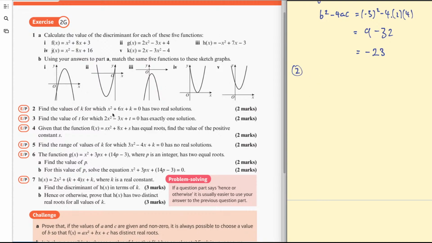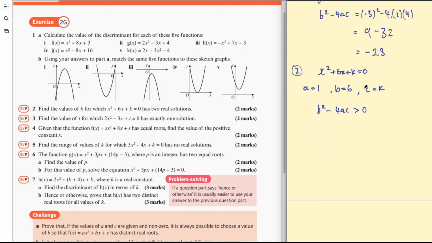So it says find the values of k for which x squared plus 6x plus k equals 0 has 2 real solutions. So the way we do this is, firstly, let's write down the values of a, b, and c. A is 1, b is 6, and c equals k. And then let's write down, well, what would the value of the discriminant be? If we have 2 real solutions, firstly, the discriminant b squared take 4ac would be greater than 0.